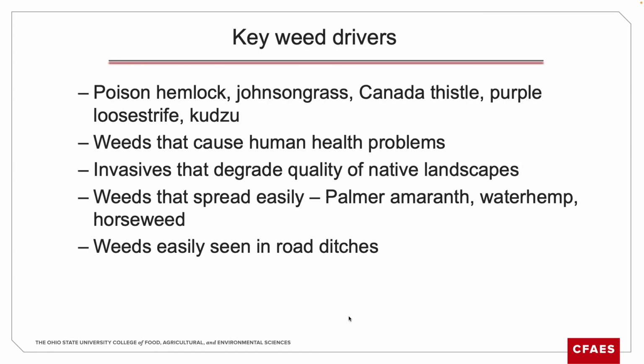Key weed drivers, and again, you got some info from other states: poison hemlock, Johnson grass, Canada thistle, purple loosestrife, which likes to be in aquatic areas, and then kudzu in other areas of the country that have kudzu. Weeds that cause human health problems, because that's always going to be a major concern. Invasives that degrade the quality of native landscapes, because that's also very evident when you have someone managing a native landscape and you have invasive weeds. That's someone who's on top of that and watching that. Weeds that spread easily: Palmer amaranth, water hemp, and horseweed. Again, this is from the survey that we conducted, so this is the impressions of our county educators. And then weeds easily seen in road ditches.